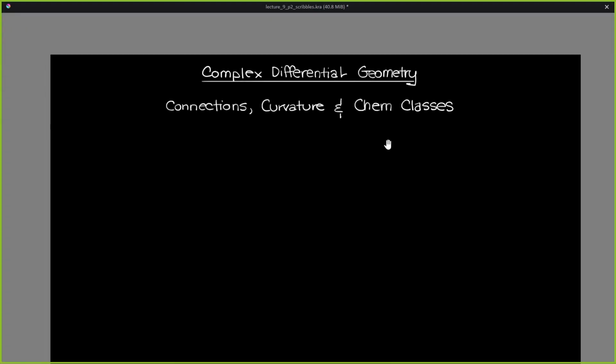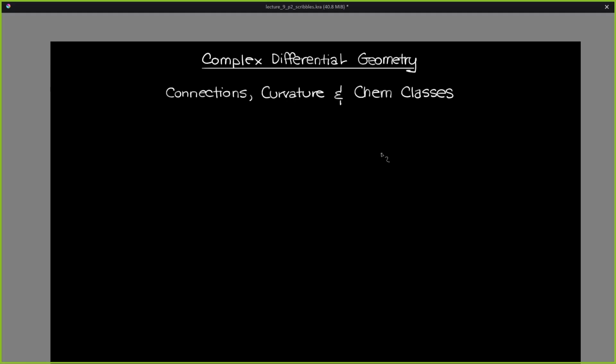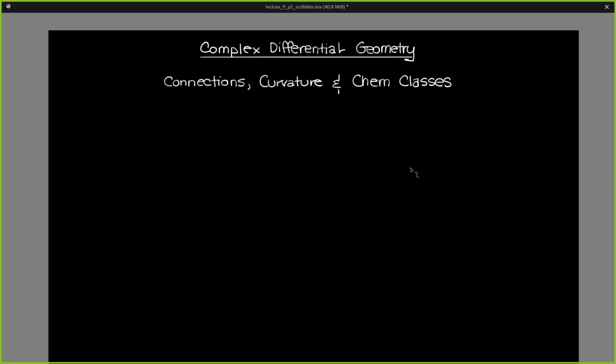Hello, welcome back everyone to Complex Differential Geometry. We're doing part 2 of Connections, Curvature, and Chern classes. I renamed the section, this lecture midway, because I thought this is a more descriptive name for what we're doing. They're all connected. Curvature is connected to connections, and you get Chern classes from the curvature, so it's all topical, but it describes what we're doing.